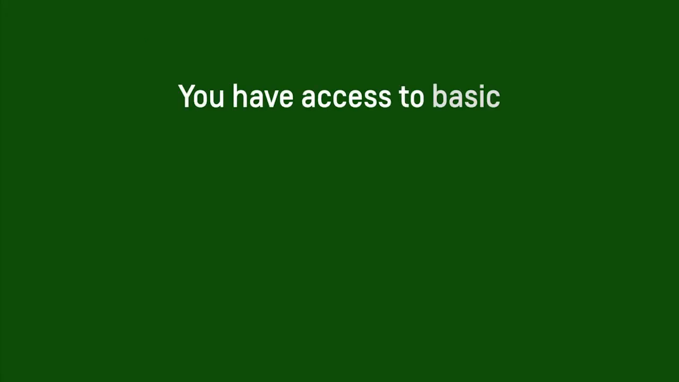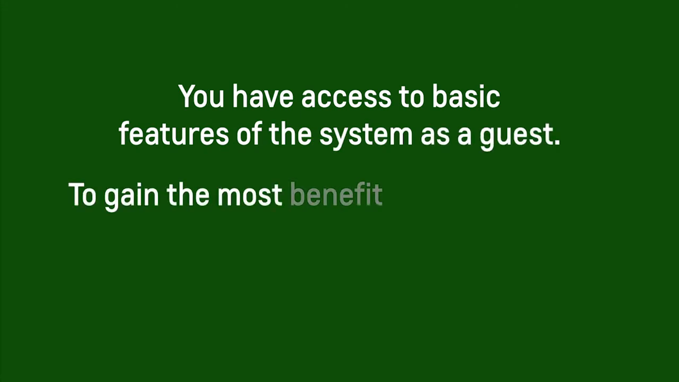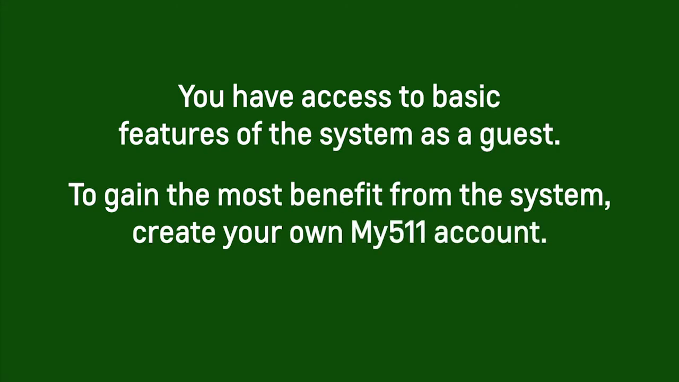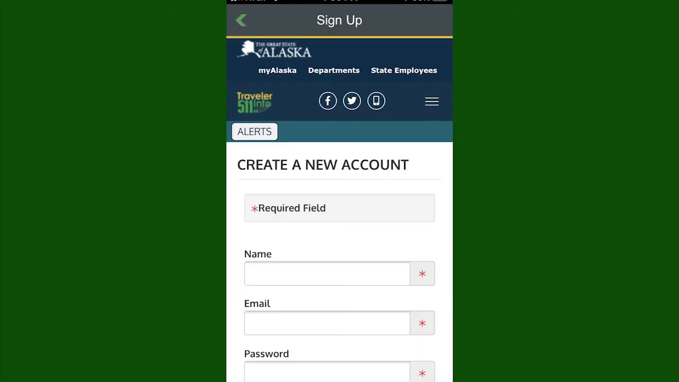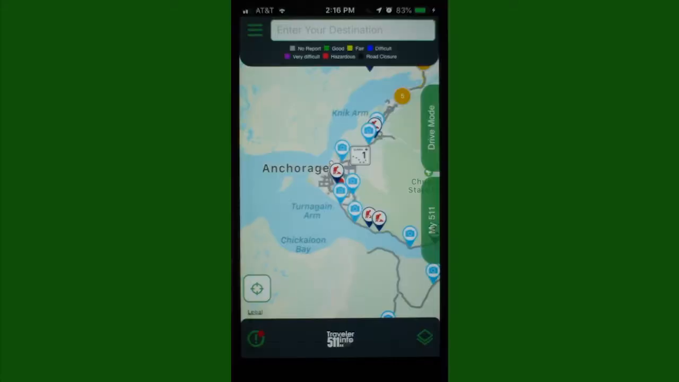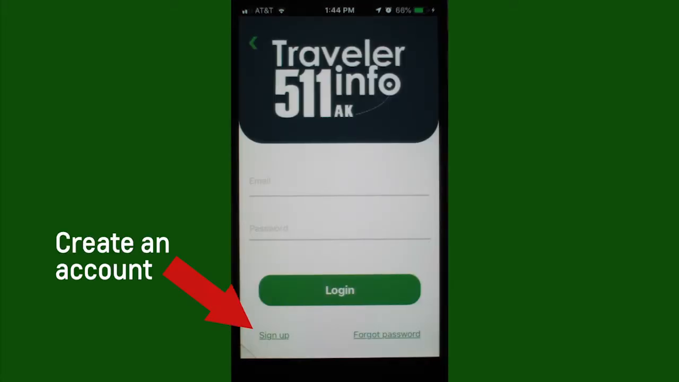Once you agree to the terms of service, you have access to basic features of the system by proceeding as a guest. However, to gain the most benefit from the system, log in or create your own My511 account. To create a My511 account, enter your information when prompted at initial launch of the app. Or if you proceeded as a guest, tap on the lower vertical tab on the right side of your screen. Here, you'll be given the interface screen to sign up or log in.